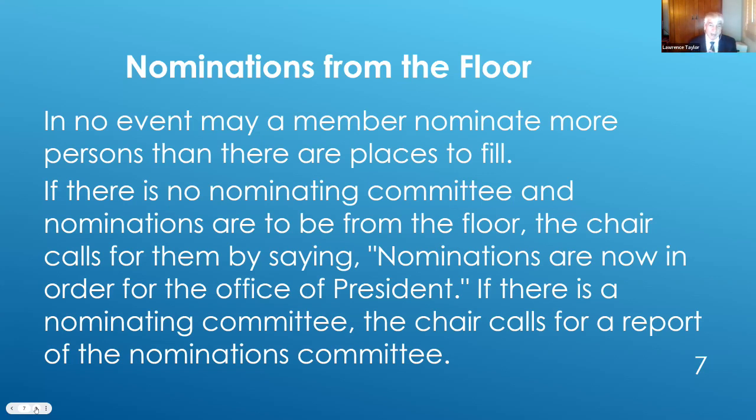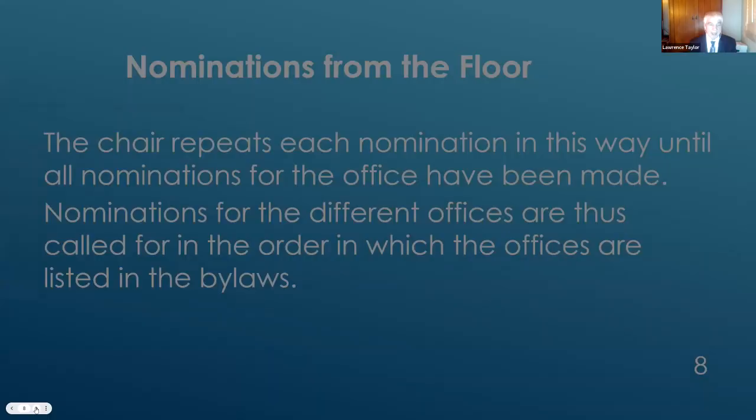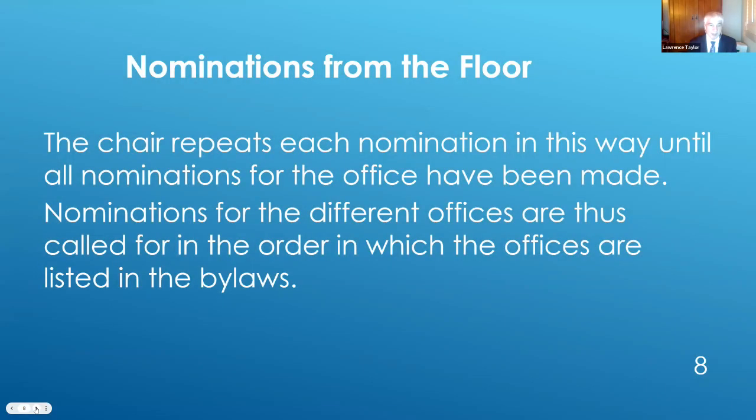If there's no nominating committee and the nominations are from the floor, the chair calls for them by saying, nominations are now in order for the office of president, or whatever the position is. And if there is a nominating committee, the chair calls for a report of the nominating committee. The recording secretary should take down the names of each of the people that are nominated. Nominations for different offices are called for in the order in which the offices are listed in the bylaws. So if your bylaws have president and then vice president and then secretary and then treasurer, that would be the order in which you call for the nominations for those positions.